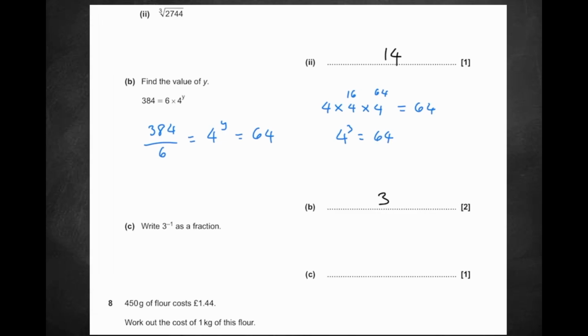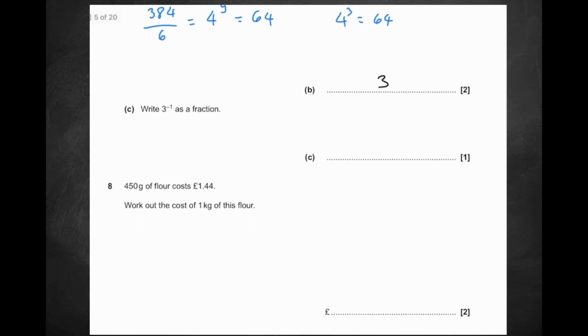And part C, write 3 to the power -1 as a fraction. So by definition, negative powers are just 1 over the number to the positive power. So that would just be 1 over 3 to the power 1, which is just 1 over 3.